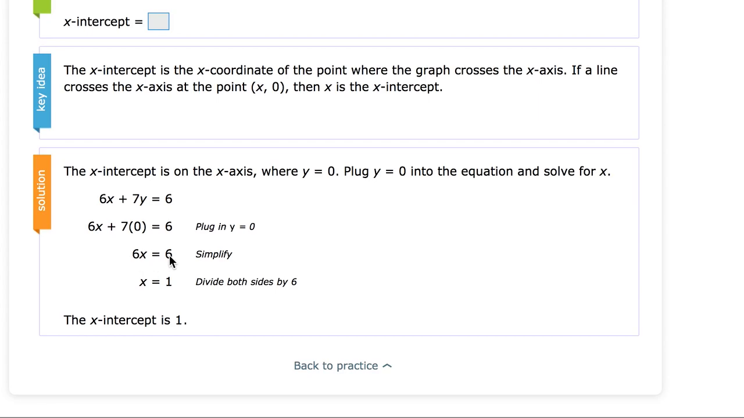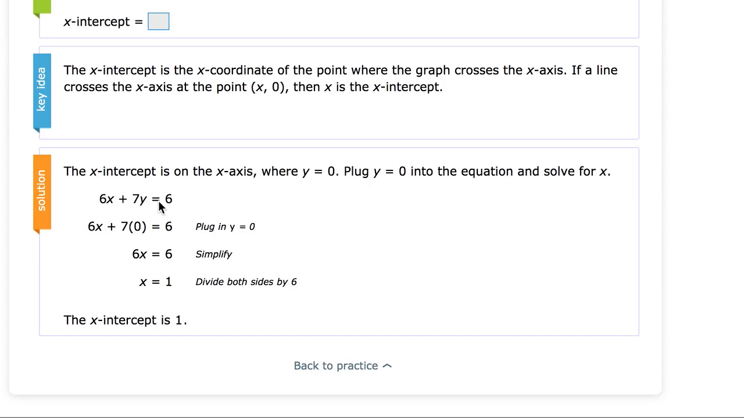Now we're looking at a one-step equation. 6 times something is 6. You can already think in your head, oh, that's got to be 1. So if we divide both sides by 6, we get x equals 1. The x-intercept is 1. Now let's think about the y-intercept, even though it's not shown here.